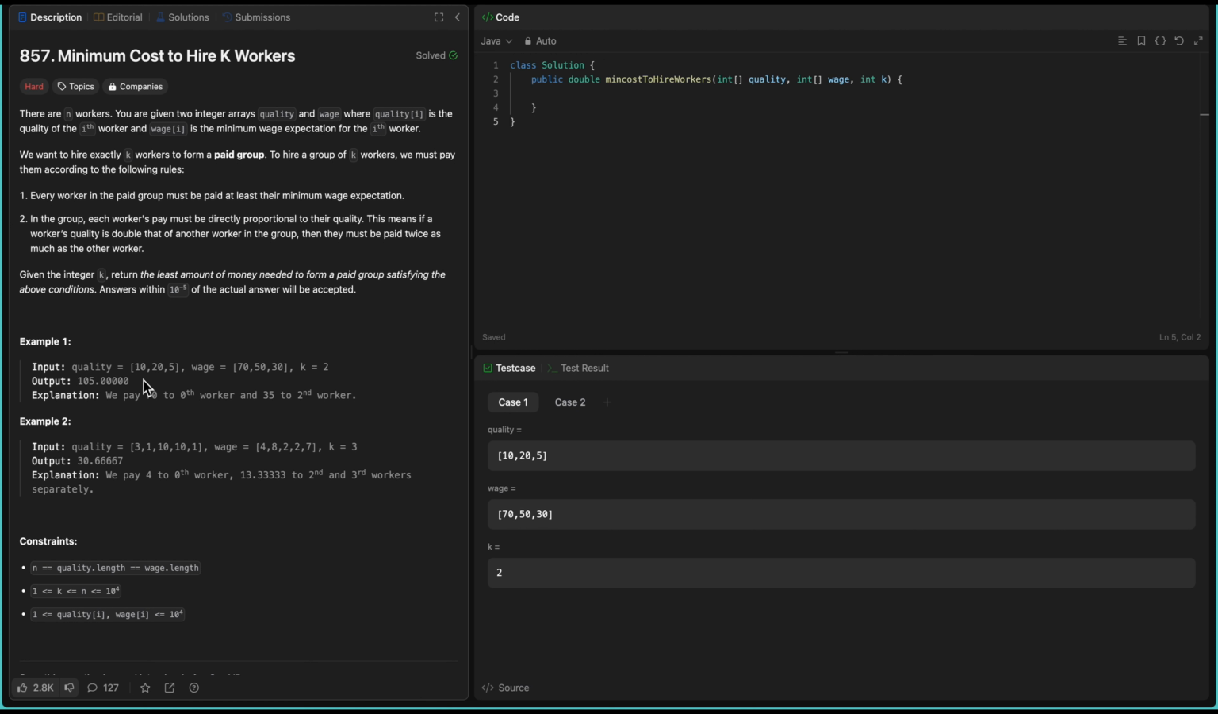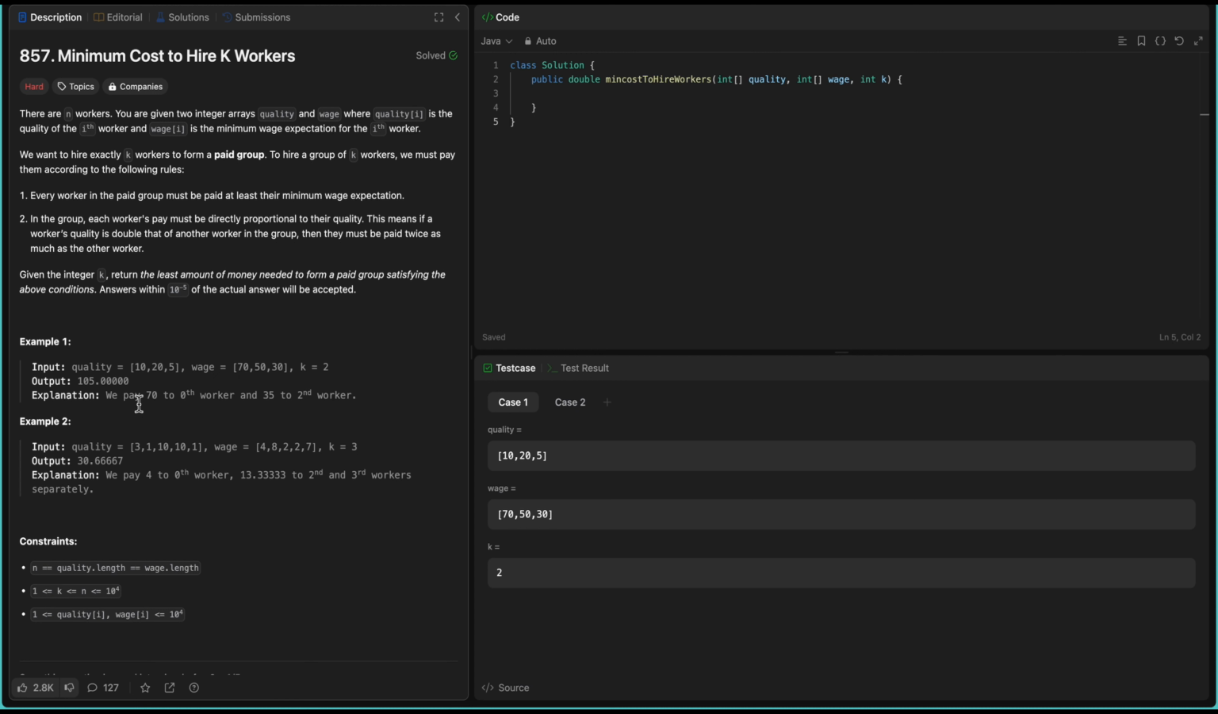So let's look at the first example. We have three workers, and the first worker's quality is 10, the second worker is 20, and the third worker is 5. And then similarly the minimum wage requirement from them is 70, 50, and 30, and we have to choose K workers to form this paid group.